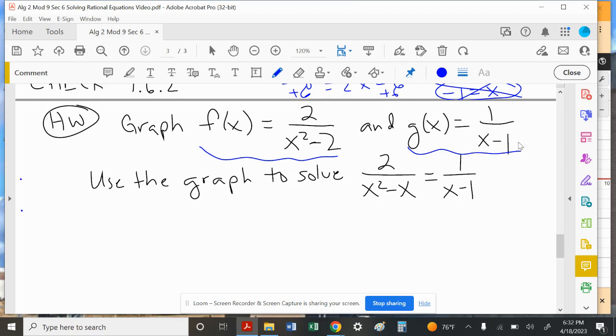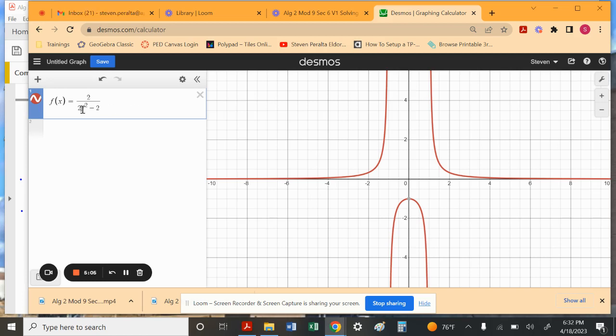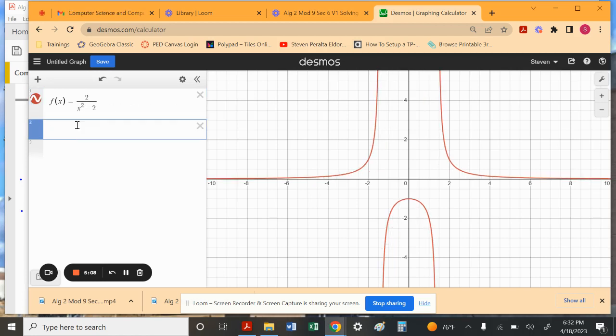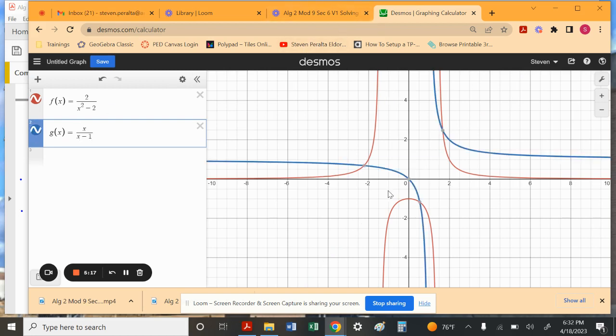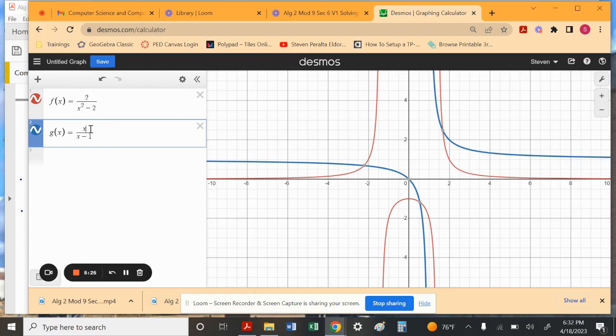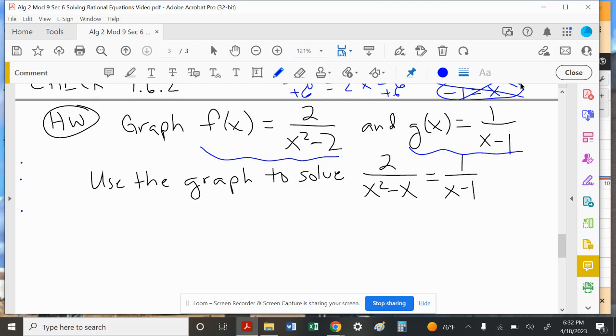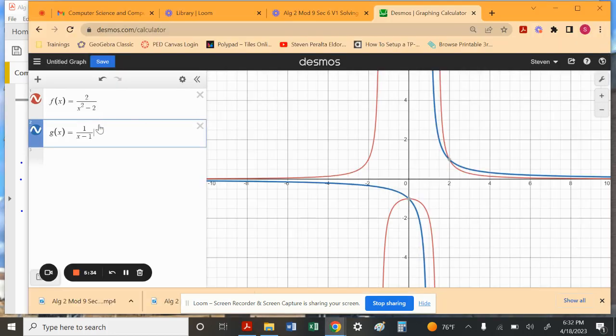And then g of x is 1 over x minus 1. I thought it was x divided by x minus 1, but I don't think that's right, so we're going to go back and check our values. You can see my memory isn't the greatest. So 1 over x minus 1. Come back over here. 2 over x squared minus 2. Good. Okay.